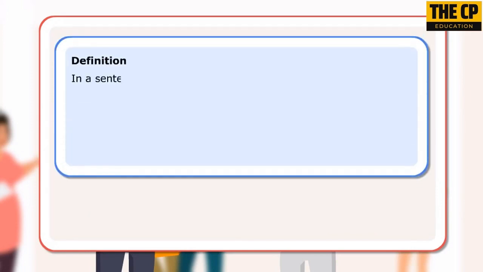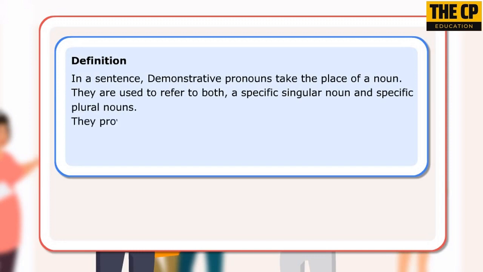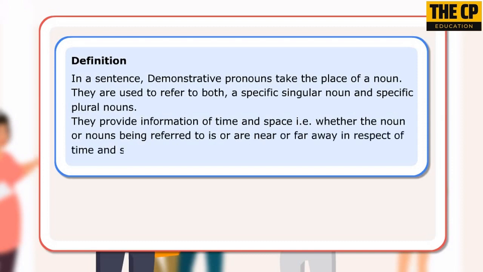Definition: in a sentence, demonstrative pronouns take the place of a noun. They are used to refer to both a specific singular noun and specific plural nouns. They provide information of time and space, that is, whether the noun or nouns being referred to is or are near or far away in respect of time and space. There are only 4 demonstrative pronouns.